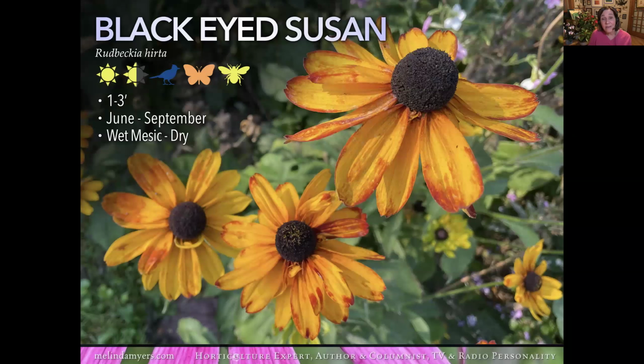Black-eyed Susan. This is a biennial, but it reseeds readily, so you almost think you have a perennial. This is one that's often included in wildflower mixes, gives you a big show, and if it doesn't have room to reseed, you get once and done.